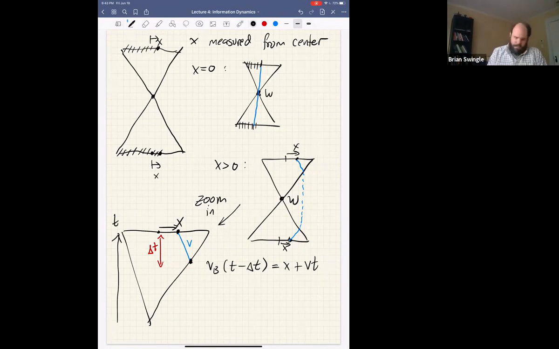And what this tells us is that delta t is (v_B t minus x) over (v_B plus v). So just a little bit of geometry to figure out what delta t is as a function of this velocity v.